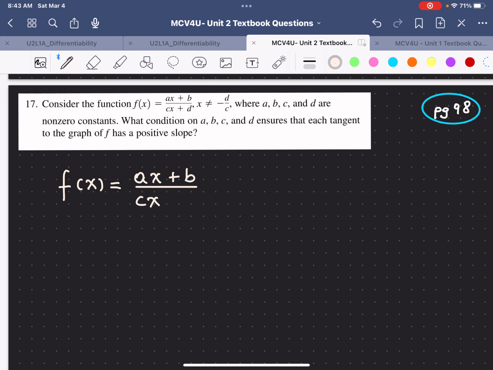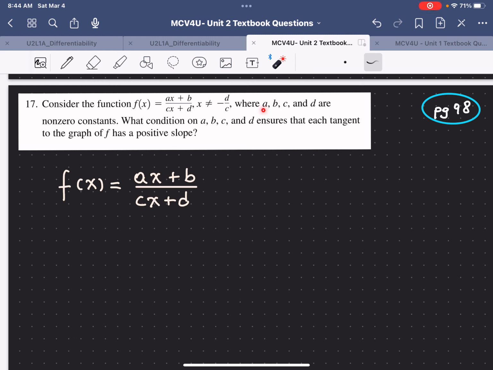Let's keep reading the question and read the problem. The connection between whatever you are trying to find and whatever you're given is somewhere, and always have faith in that. We are given that x has to be different than negative d over c. Why do you think we're given this information? The reason is that c and d are in the denominator, and cx plus d equals 0 can lead us to the restriction, which is at negative d over c. So x is already different than negative d over c, and we are assured about it.